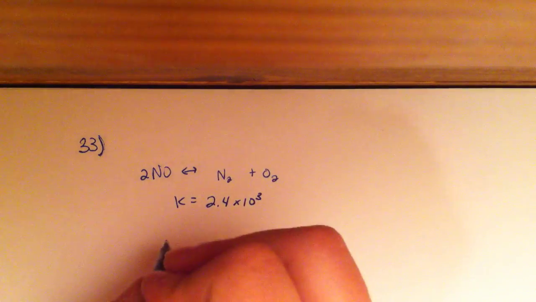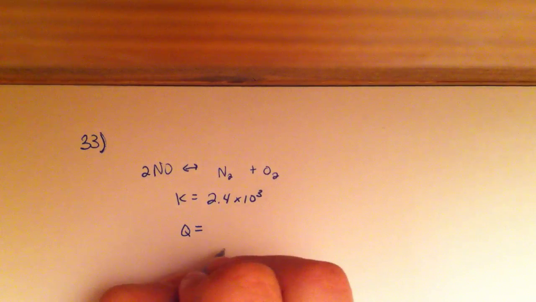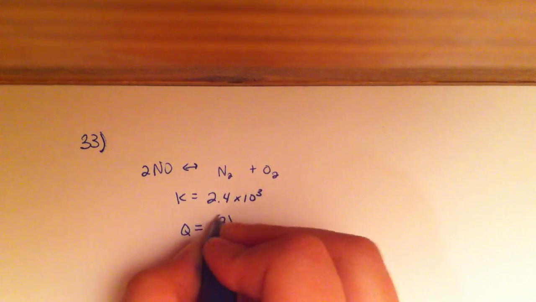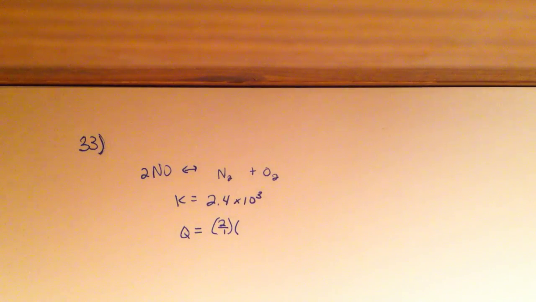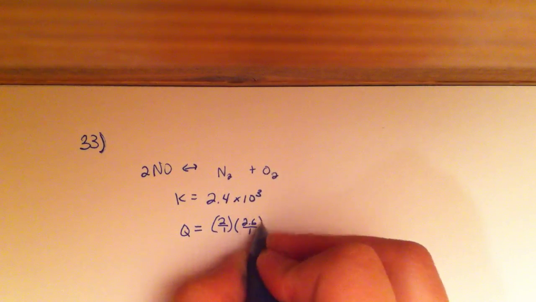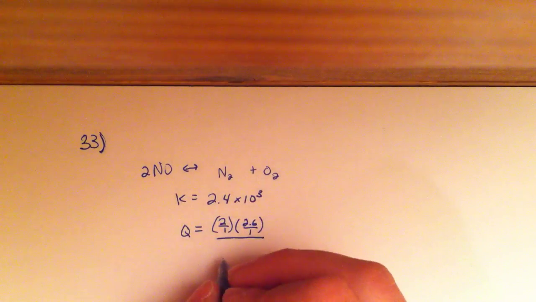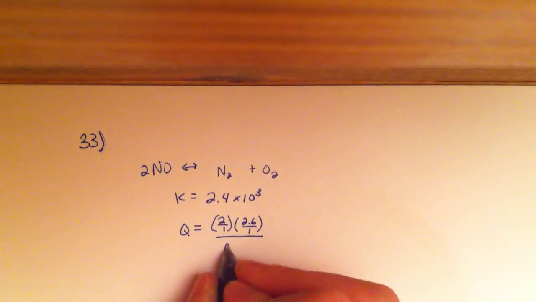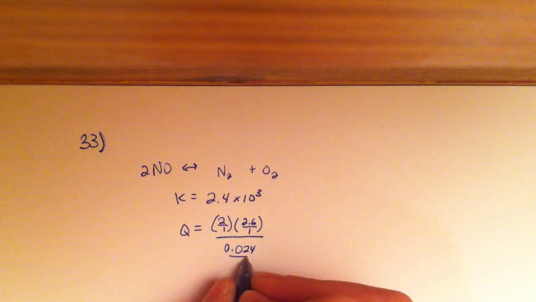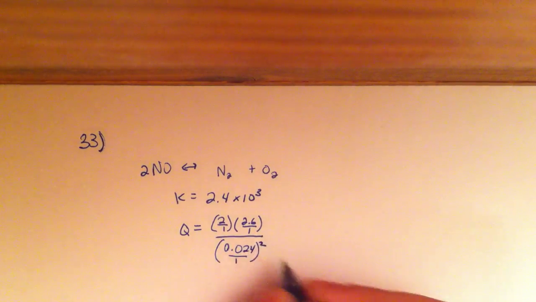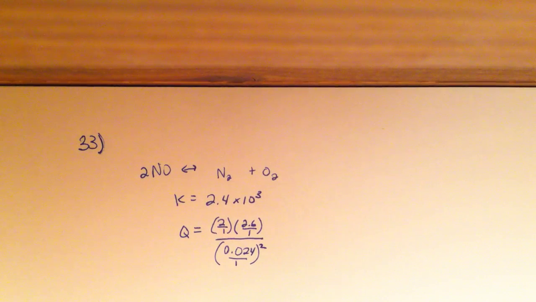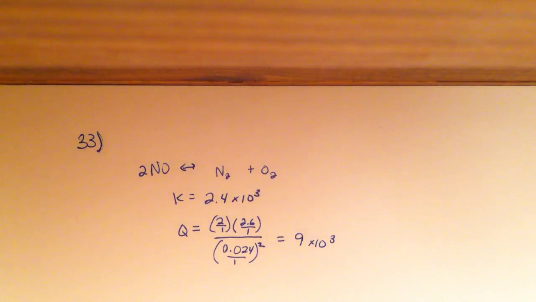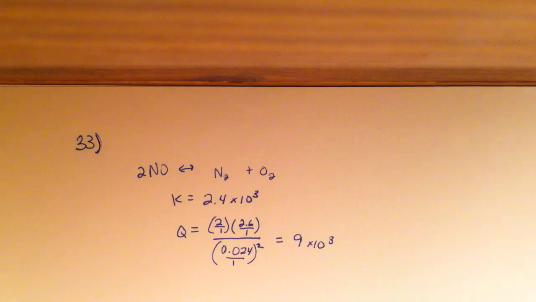So we're going to calculate a Q, and we're going to see that we have products. So we have 2 moles divided by 1, and we also have 2.6 moles divided by 1, over the reactants. So we have NO2, which is 0.024, and that's over 1, but this one's raised to the second power. Now when we calculate this Q, we end up with 9 times 10 to the third. This number is way bigger than that number.